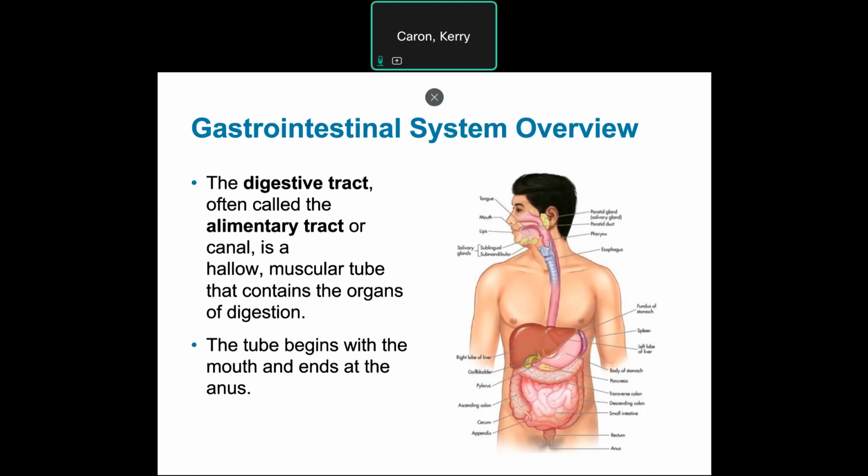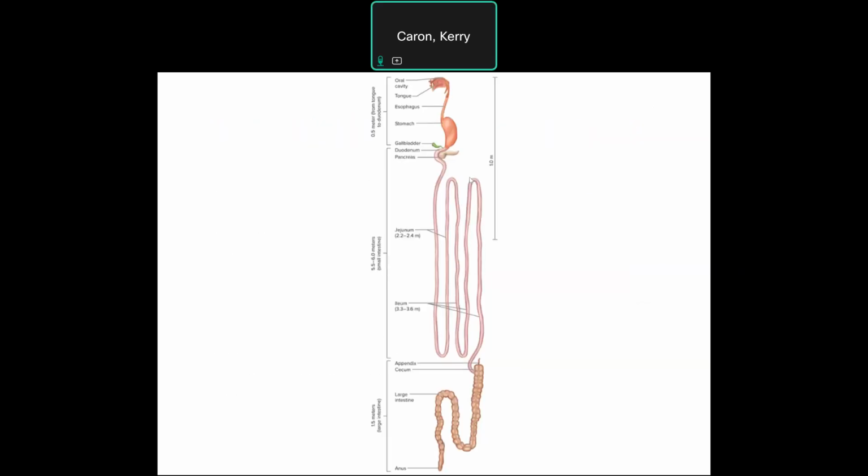The digestive tract is also sometimes called the alimentary tract or canal, and it is a hollow muscular tube that contains the organs of digestion. The tube begins at the mouth and ends at the anus. Here is a nice visual of the length, if we had stretched out the GI tract, how long everything would be. So we have the mouth, the oral cavity, tongue, esophagus, stomach, some accessory organs.